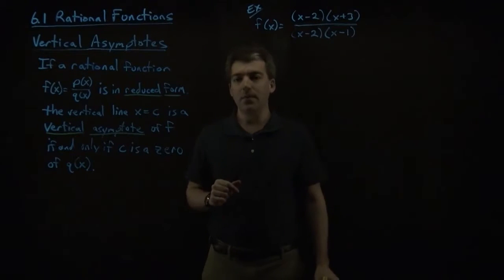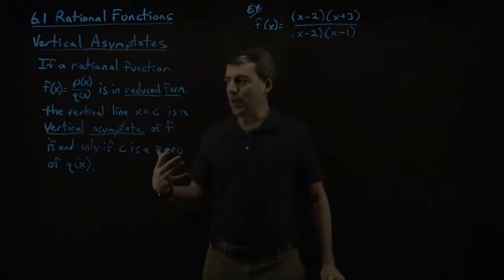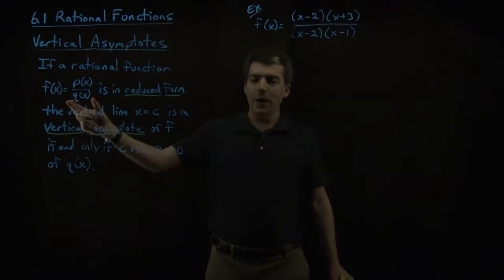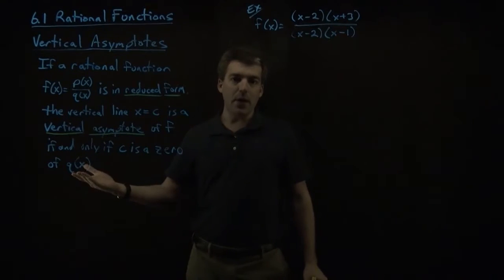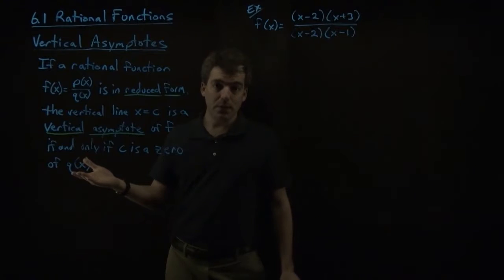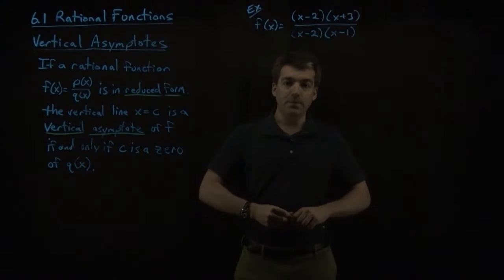That's the denominator. So finding the vertical asymptotes really boils down to reducing your rational function to lowest terms and then looking at the denominator polynomial and finding its zeros. Those zeros will be the vertical asymptotes of your rational function.